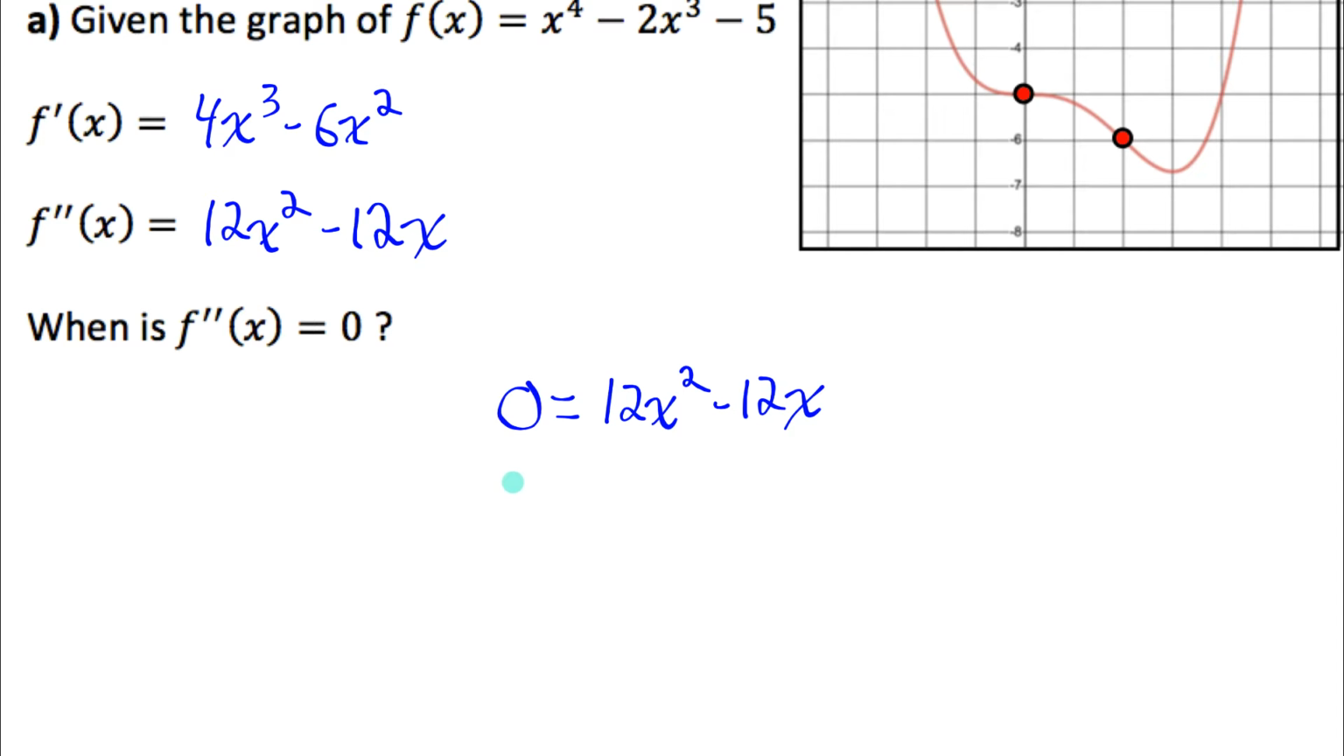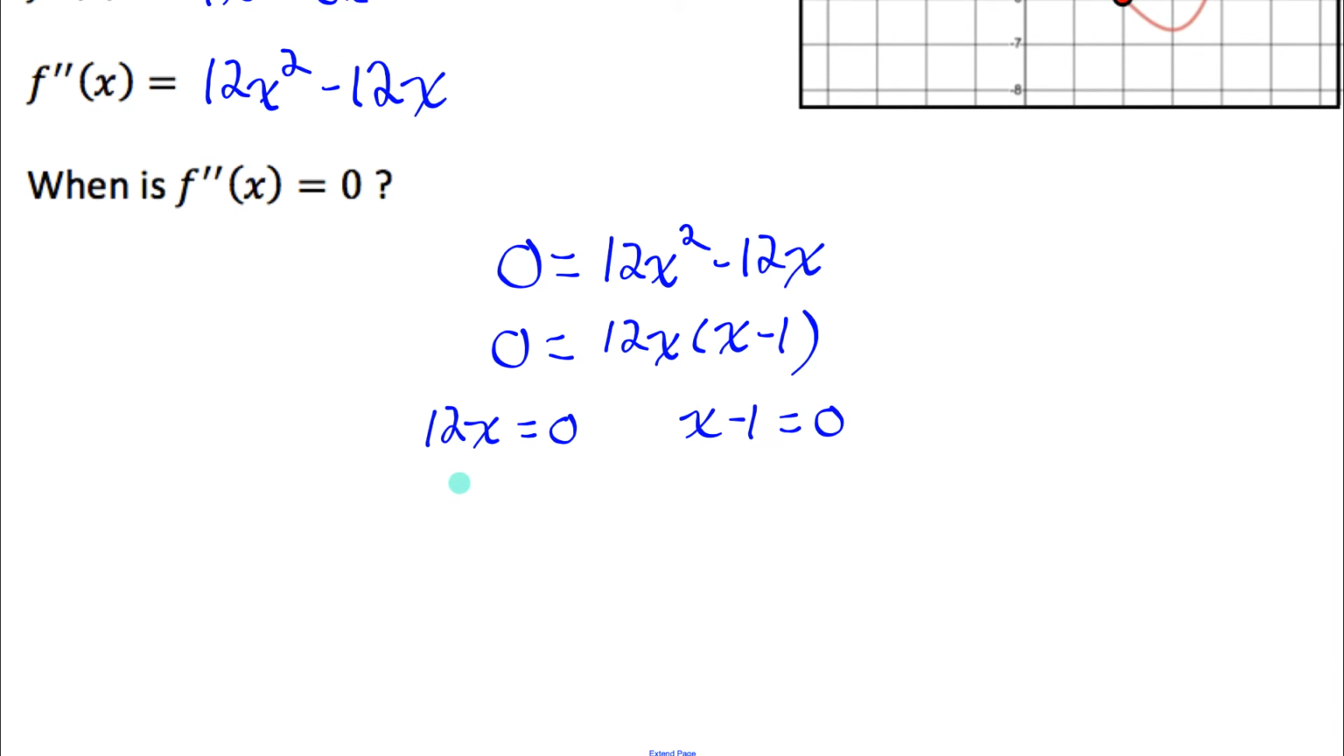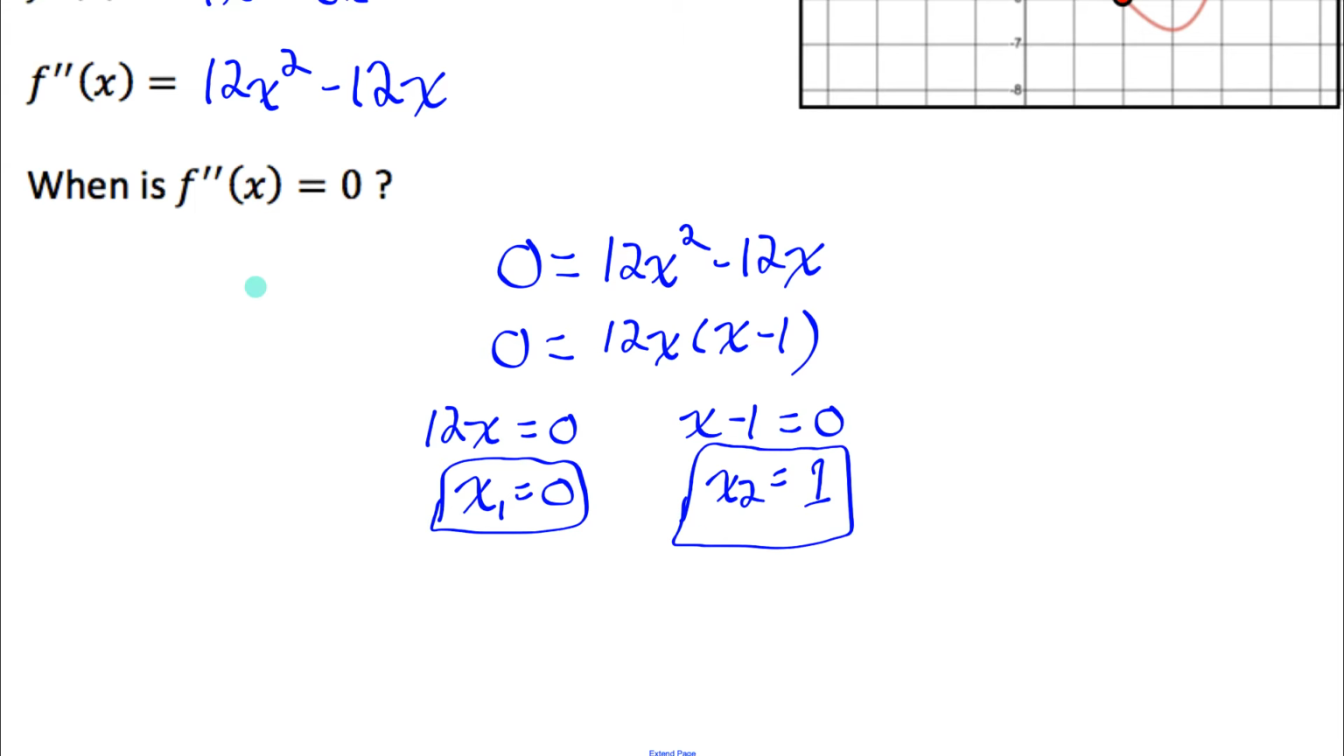And I'll solve it by factoring. So let me common factor a 12x from both terms. And now I'll set each factor to 0 and solve. So set 12x to 0 and set x minus 1 to 0 and solve both of those equations I made. So I'll get two answers. My first answer is 0 and my second answer is 1. So I found two places where the second derivative is 0.